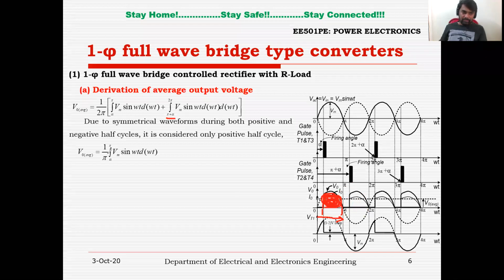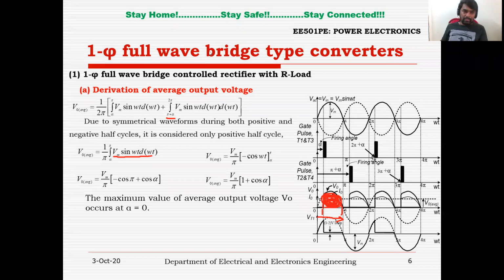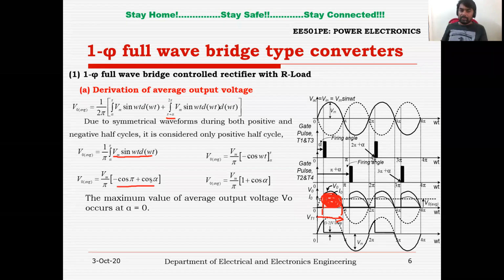Integration of Vm sin omega t with respect to omega t. So if you integrate sin omega t, it will be minus cos omega t, and you just substitute the upper limit and lower limit. You will get this expression, cos alpha minus cos 180, it is minus 1 into minus 1, it will be plus 1. It is Vm by pi times 1 plus cos alpha.